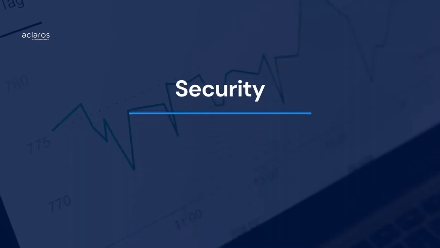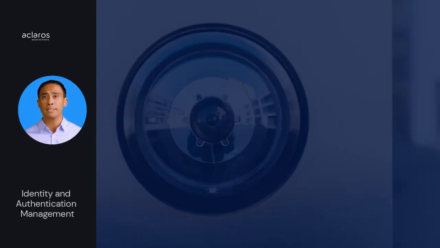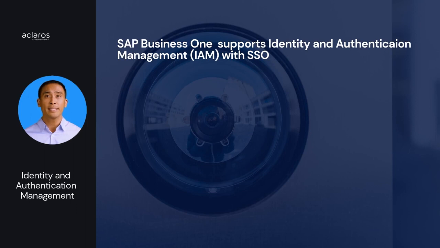Here are the improvement highlights in system security. Passwords for SAP users can now contain up to 128 characters for additional security. The SAP Business One application supports identity and authentication management. An identity provider is a trusted provider that lets you use single sign-on to access other websites. SSO enhances usability by reducing password fatigue. It also provides better security by decreasing the potential attack surface.